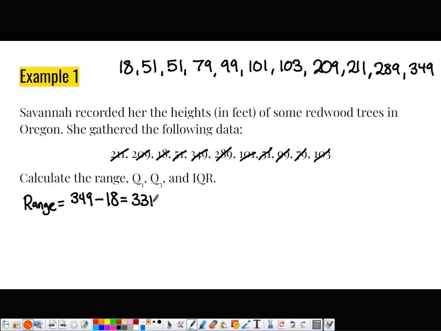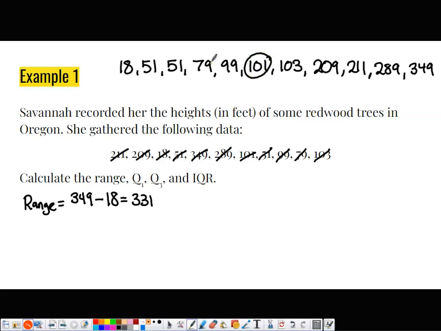Okay, so the Q1 is the median of your lower half of data. Let's go ahead and calculate that out. The easiest way to do this is to figure out what your median is. We have 11 numbers, so there should be a middle. 1, 2, 3, 4, 5, 6. Your median is going to be 101, right?